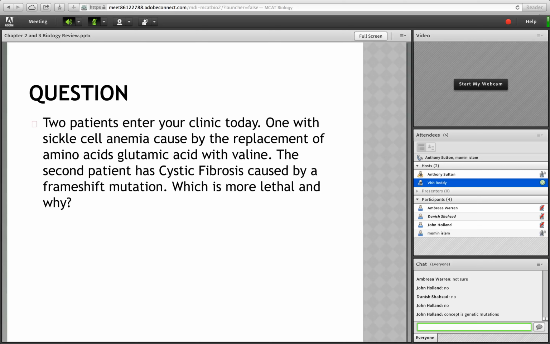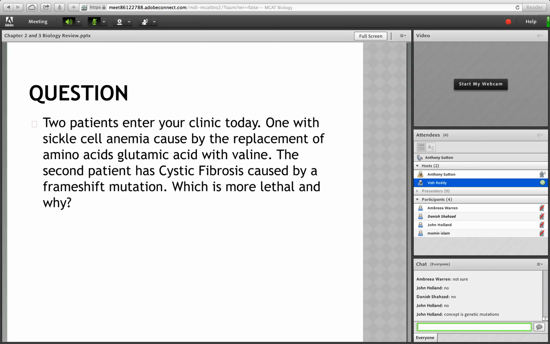So everybody understand what Moment said. He says that this is a missense mutation because the amino acid changed. So since you know that, it's still a point mutation. Sickle cell anemia is a point mutation. Cystic fibrosis, they've already identified, is a frame shift mutation.